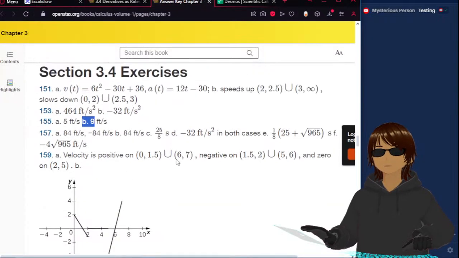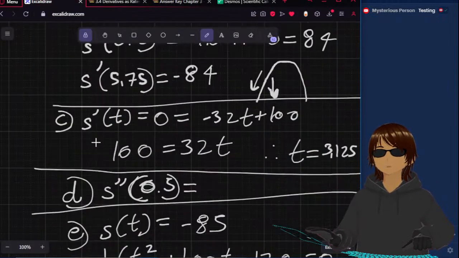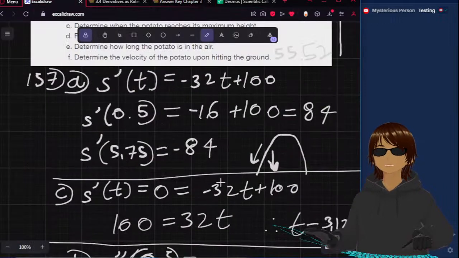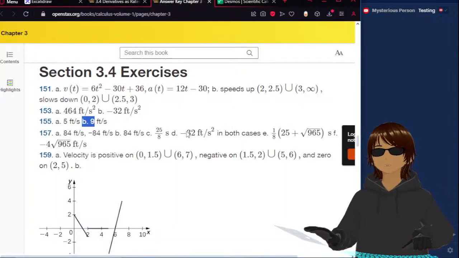157. 84 minus 84. B, 84. Is it 84 for both? C, 25/8. Okay. D, minus 32. Yeah, I said that the acceleration is constant. In both cases, E is 1/8.